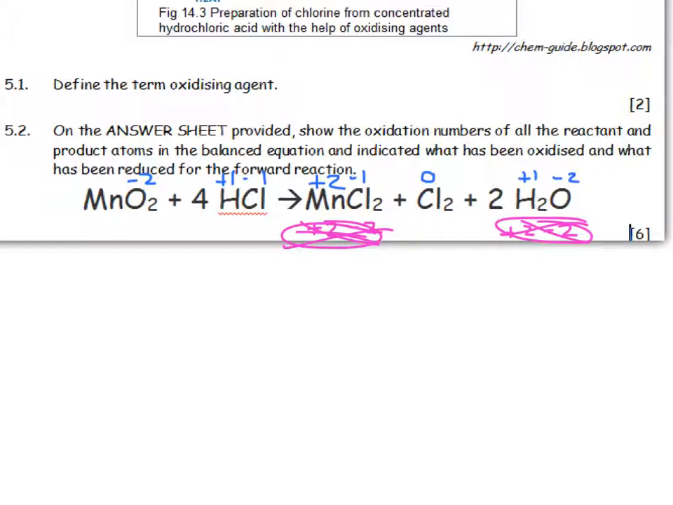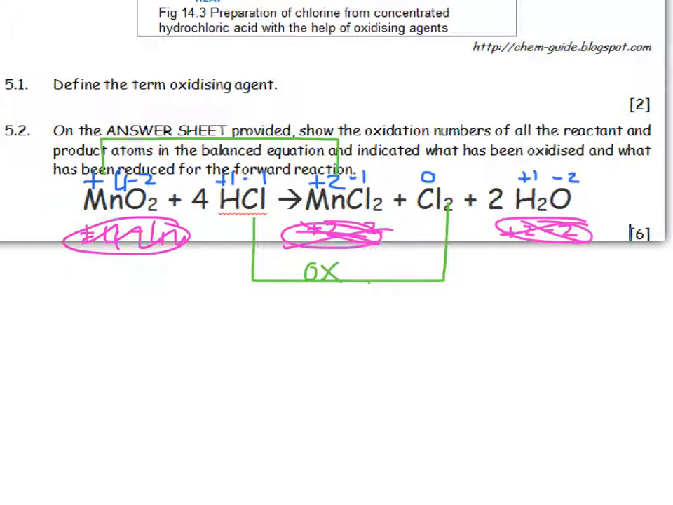Then my hydrogen chloride worked out beautifully. +1 -1 equals 0. -2 times 2, -4. Manganese +4, and that's the end of the calculation. And then if I have to show the oxidation and the reduction, the chlorine goes from -1 to 0, so that is an oxidation. Manganese goes from +4 to +2, so that is a reduction.